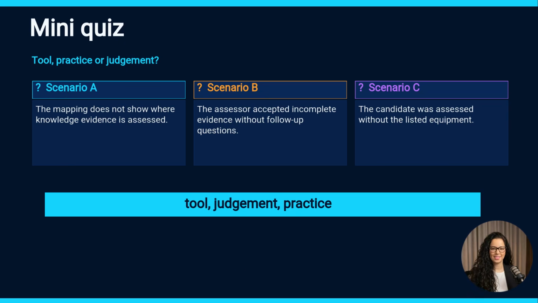Let's analyze these scenarios. In Scenario A, the mapping issue relates to the tool. Scenario B involves judgment, as the assessor's decision lacked thoroughness. Scenario C highlights a practice problem, as the assessment proceeded without necessary equipment. Understanding these distinctions is crucial for effective validation.